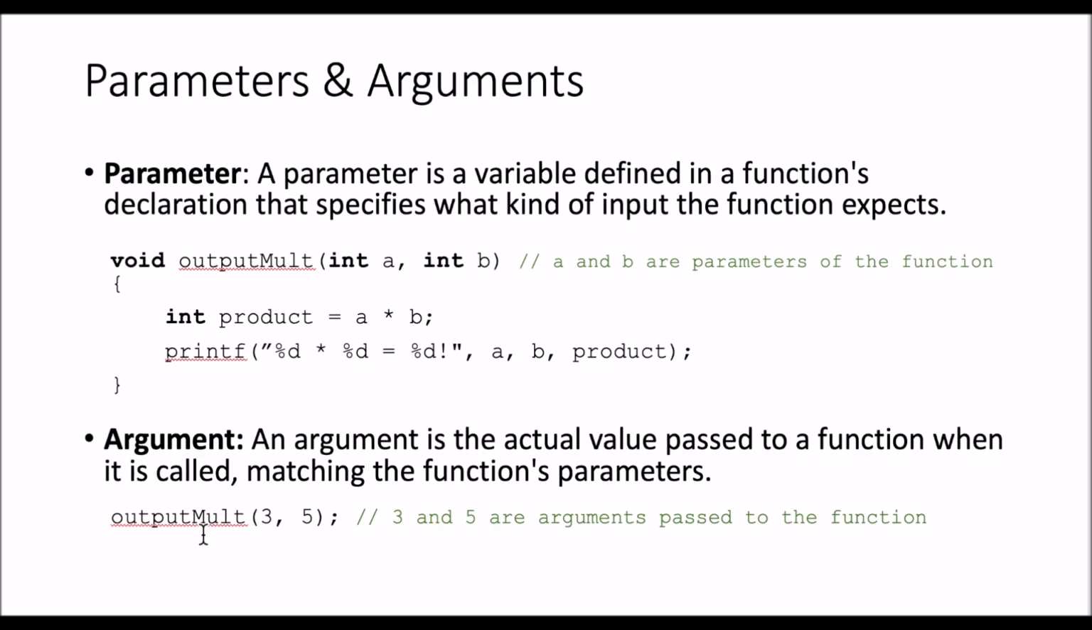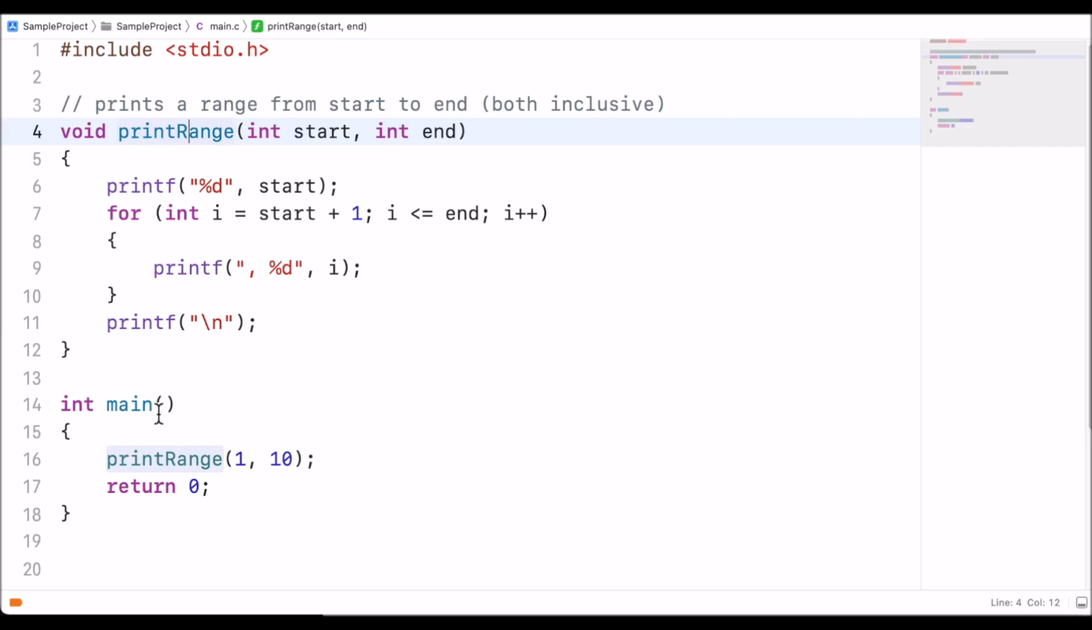Let's take a look at an example. Over here I have a short program with two functions. The main function that doesn't define any parameters, and a user-defined function named printRange that defines two parameters. The first parameter is named start of type int. The second parameter is named end of type int. That means when I call this function, it expects two integers that are passed to it.